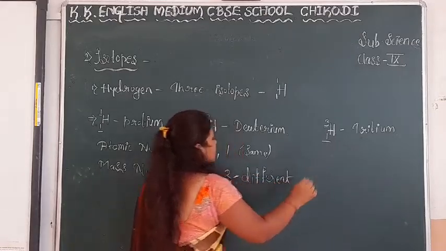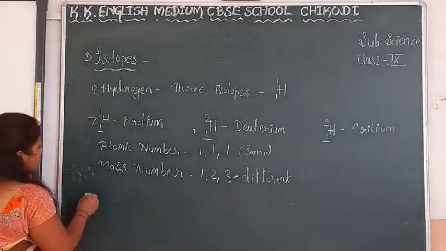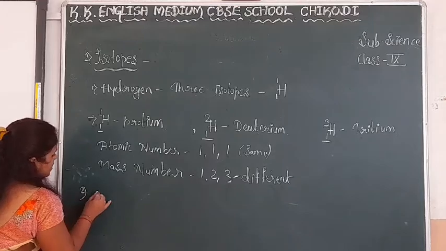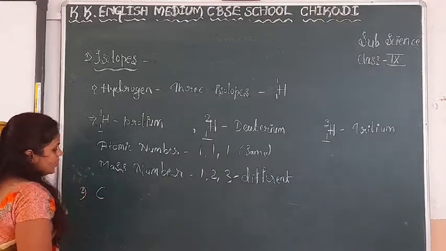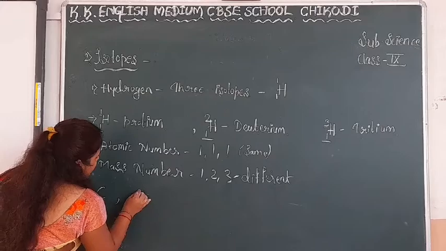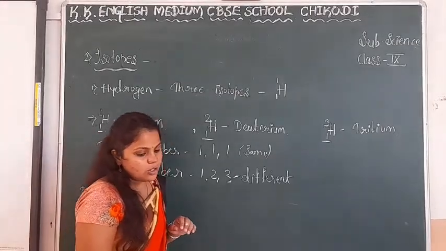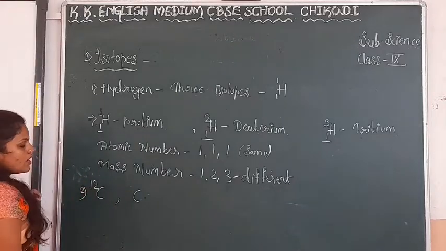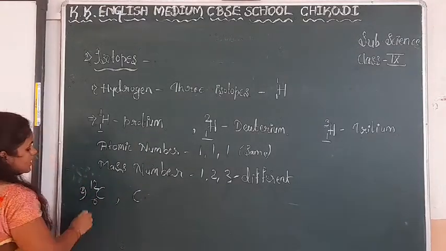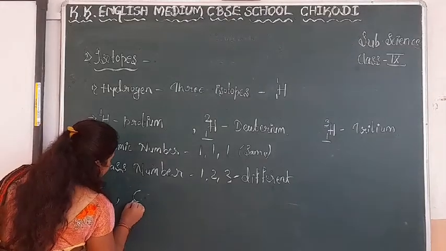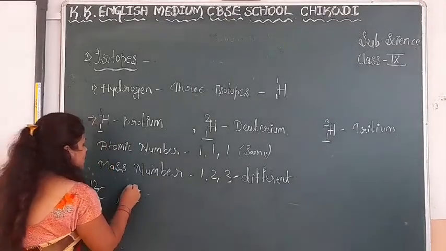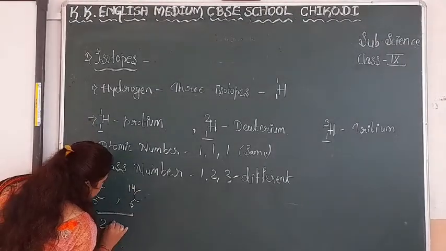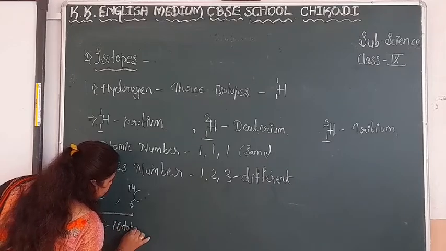Okay. Next example, we are going to consider here carbon. Carbon has two isotopes, where one carbon has mass number 12 and atomic number 6. With this, another carbon has atomic number 6 and mass number 14. Okay, so carbon has two isotopes that are present in our nature.